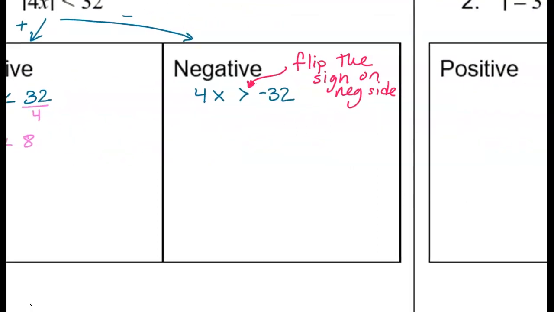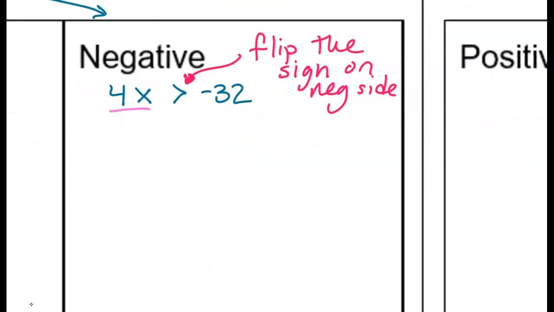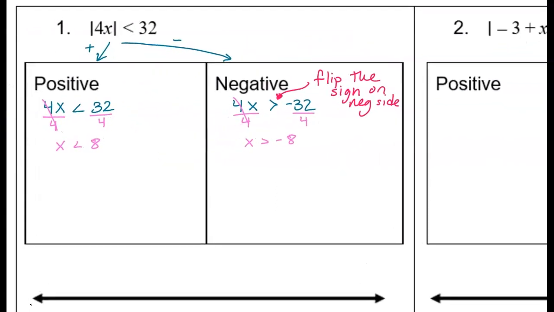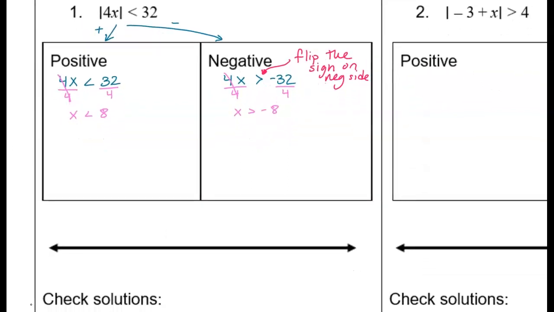I do the same thing with the negative. I need to divide both sides by 4 to get the 4 off the x. And I'm left with x is greater than negative 32 divided by 4, which is negative 8. So here I have two solutions, or two inequalities I should say: x is less than 8 and x is greater than negative 8. Because we're dealing with inequalities, the solution set is going to be a range of possibilities, so we're going to have to graph these on a number line.